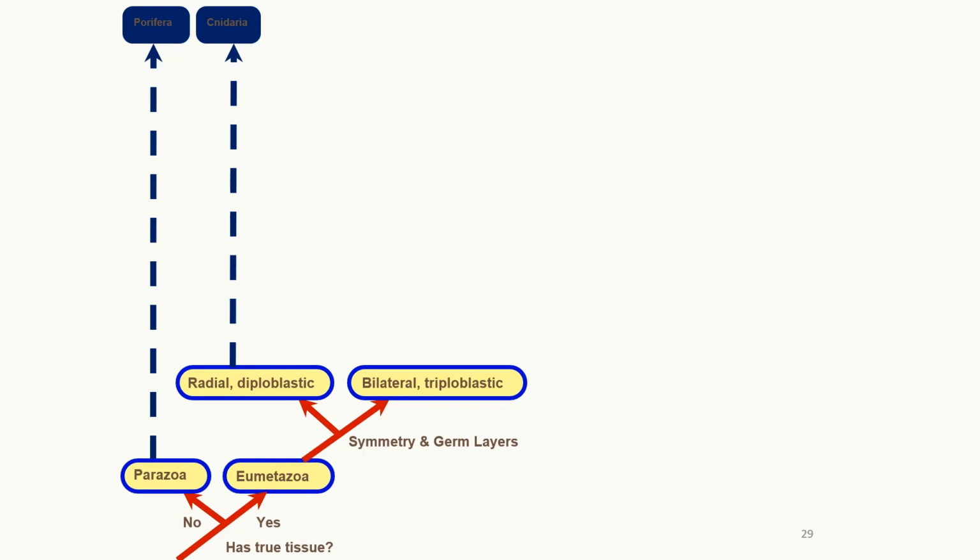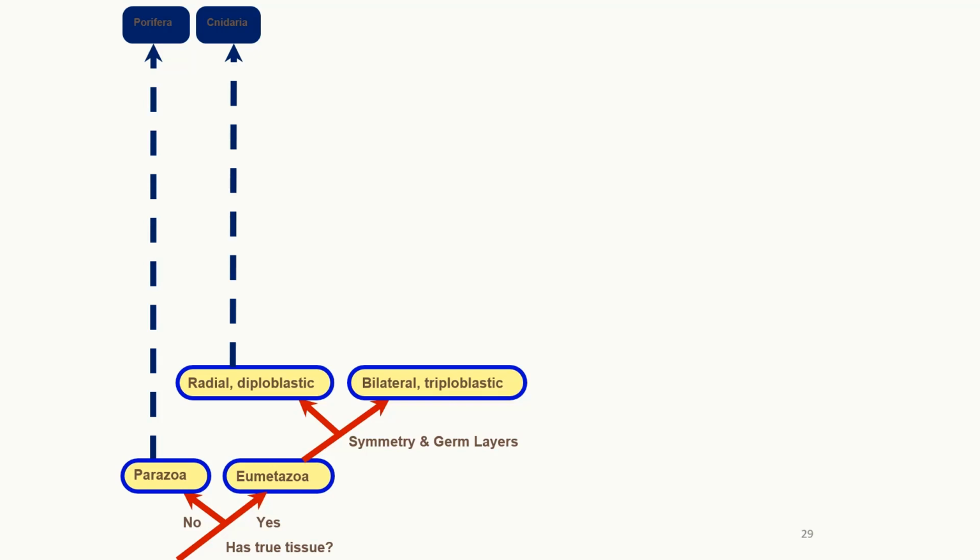So going back, we look in terms of whether it has a true tissue. If it has a true tissue, the organism is a eumetazoan. And we're going to split it in terms of its symmetry and the germ layers. If the symmetry is radial and diploblastic in terms of germ layer, it is under the phylum Cnidaria. The second option is whether the symmetry is bilateral and triploblastic, which basically means they contain endoderm, mesoderm, and ectoderm in terms of the germ layer.